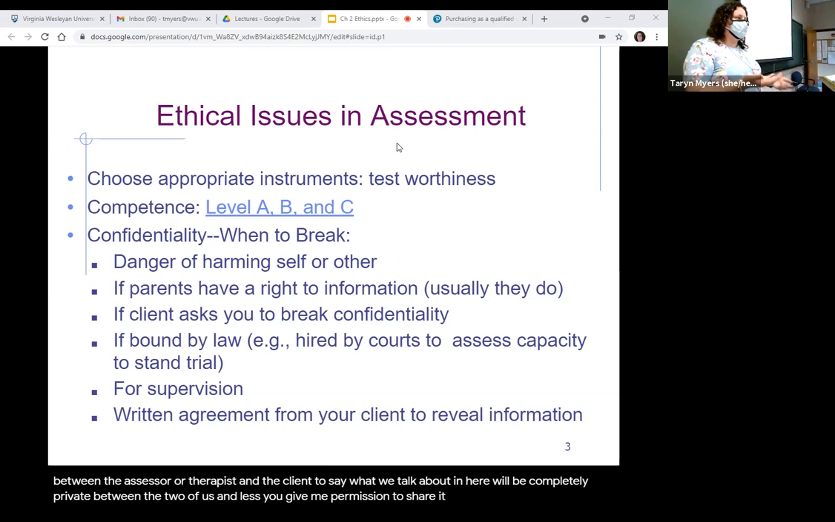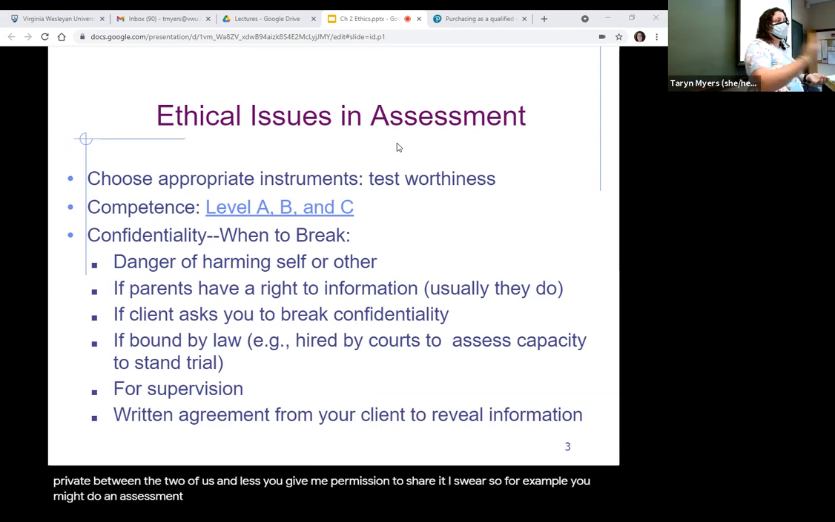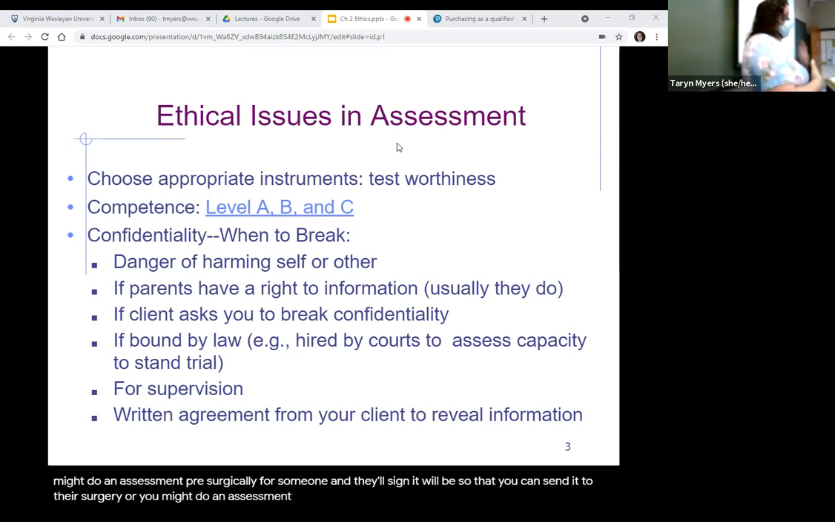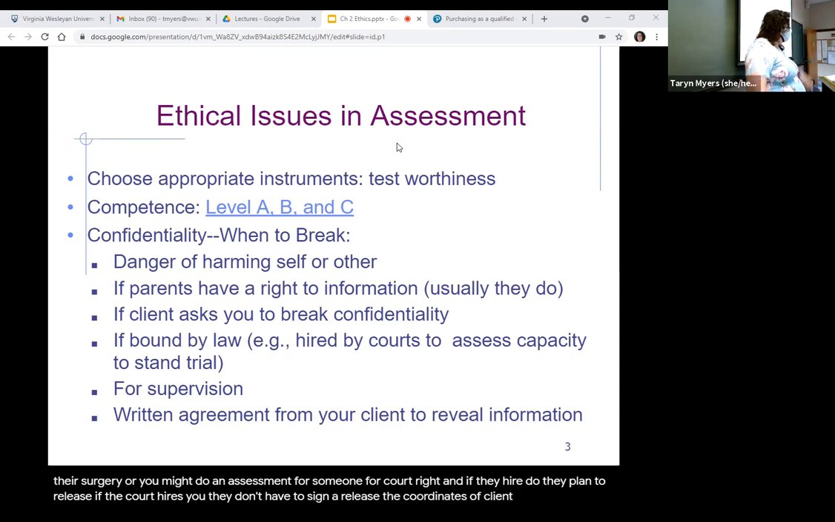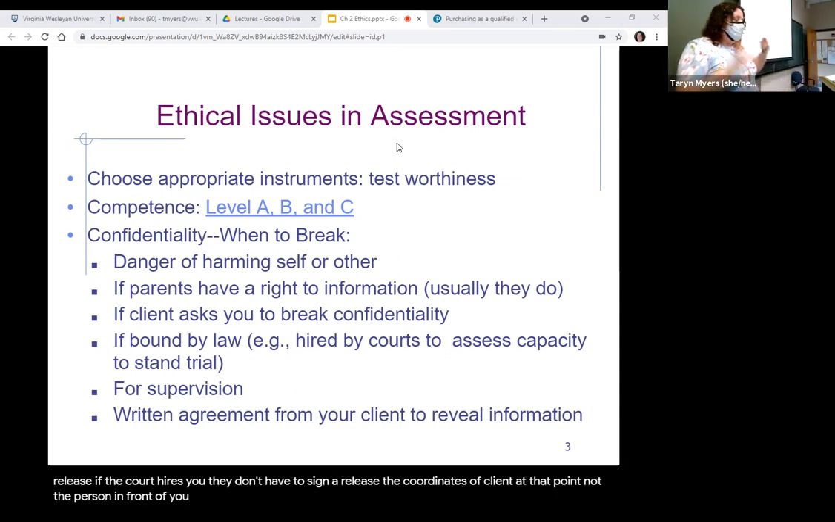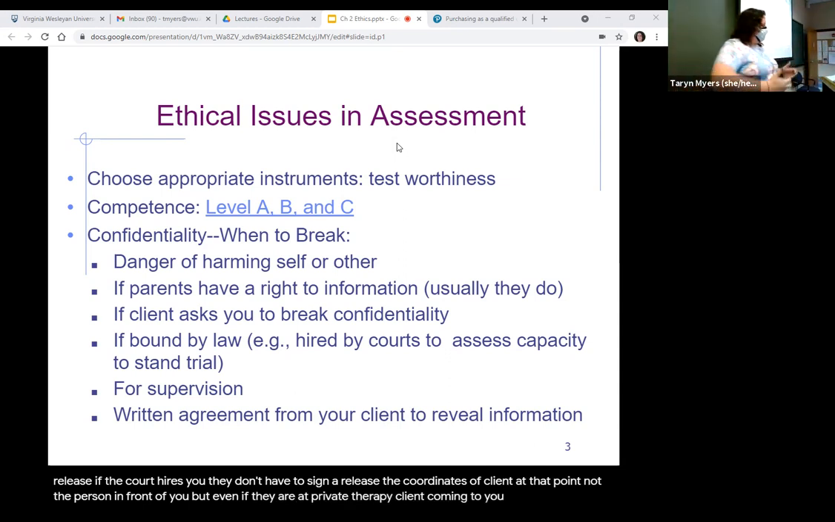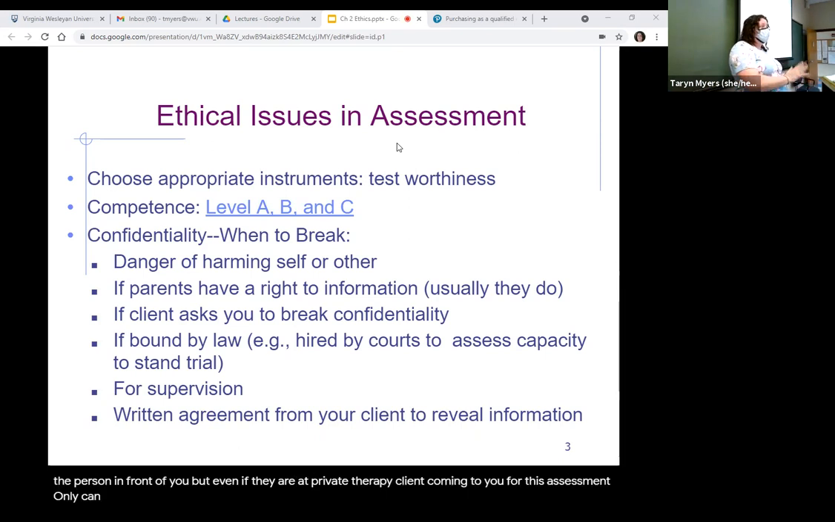So for example, you might do an assessment pre-surgically for someone and they'll sign a release so that you can send it to their surgeon. Or you might do an assessment for someone for court, right? And if they hire you, they sign a release. If the court hires you, they don't have to sign a release. The court is your client at that point, not the person in front of you. But even if they are a private therapy client coming to you for this assessment, there are times you not only can, but should break confidentiality.